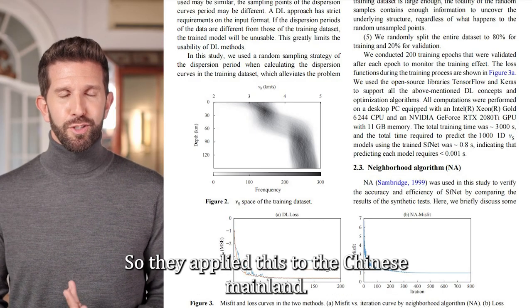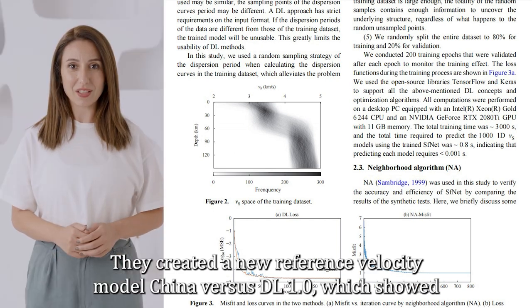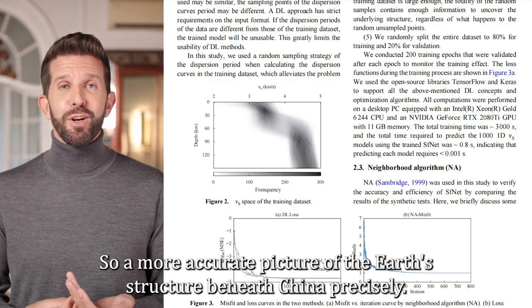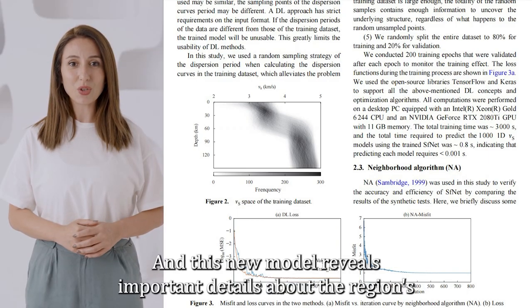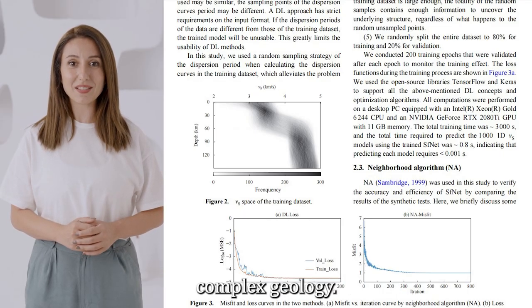So they applied this to the Chinese mainland. What did they find? They created a new reference velocity model, China-DL-1.0, which showed better fits to the observed data than the traditional method. So a more accurate picture of the Earth's structure beneath China? Precisely. And this new model reveals important details about the region's complex geology.